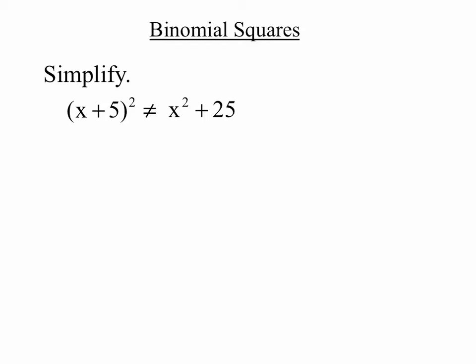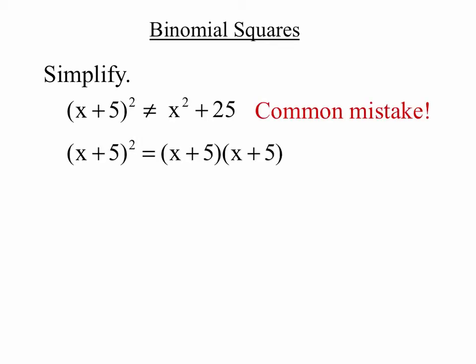So x plus 5 to the second power, the quantity of x plus 5 to the second power really means x plus 5 times the quantity of x plus 5. Now when I double distribute that, I get x squared plus 5x plus 5x plus 25.